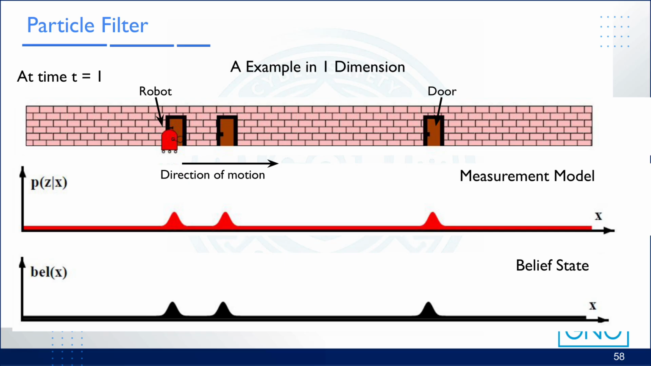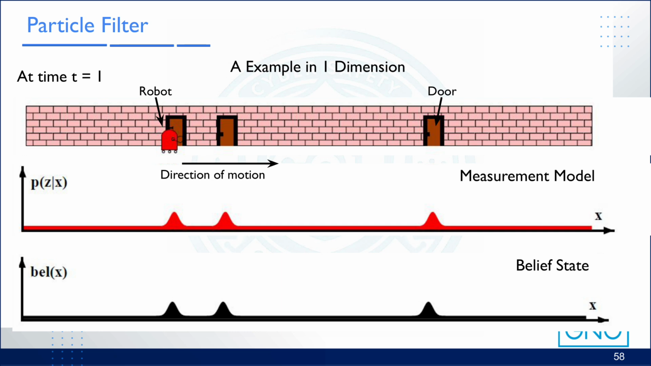At the 3 locations where doors actually exist, the probability increases. Everywhere else, the probability decreases. In other words, the robot now believes it is most likely next to one of those 3 doors. But importantly, it still does not know exactly which door it is next to. There are 3 equally plausible hypotheses.